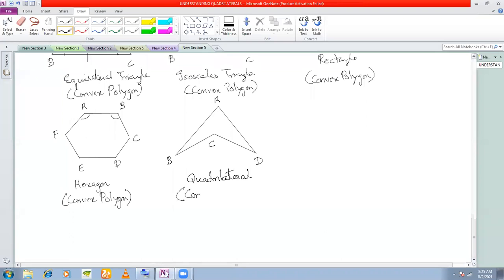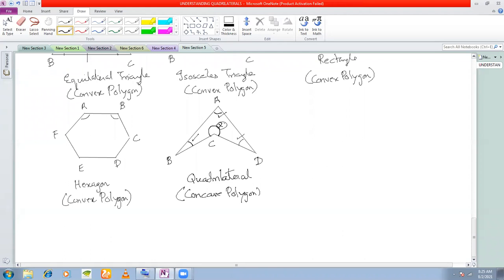This is a concave polygon. Why concave? Because see, this is one interior angle, another interior angle, another interior angle, another interior angle. This one and this one are each less than 180 degrees. But this angle here is greater than 180 degrees, isn't it?